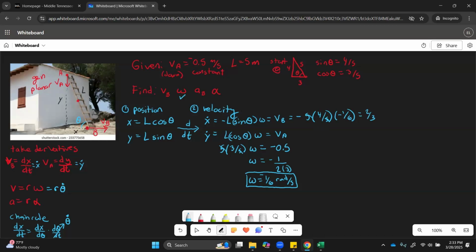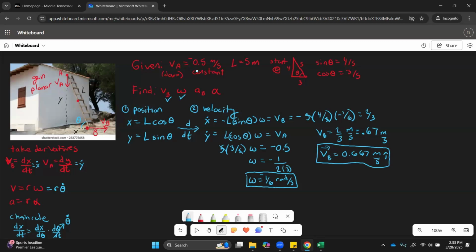So VB equals 2/3 meters per second, which is basically 0.67 meters per second. And that is a positive. So if we want vector form, VB equals 0.667 meters per second i hat.